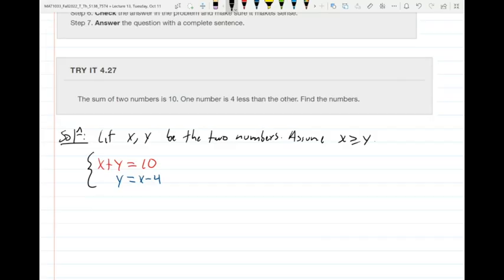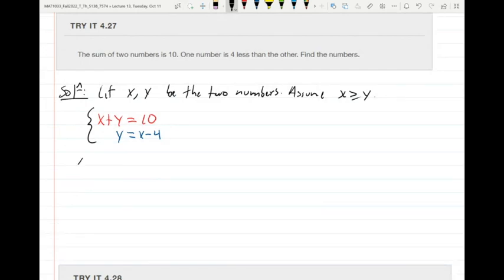Is it clear? Yes? Okay, so now decide what method should we use to solve this? So substitution method, right? Just plug in, we're good to go. So we have then that x plus y equals 10. Now we know that y is x minus 4, right?